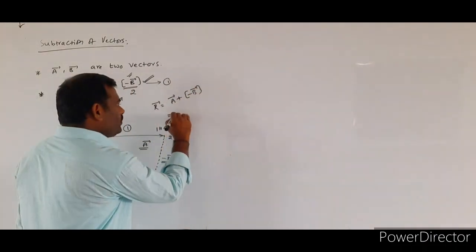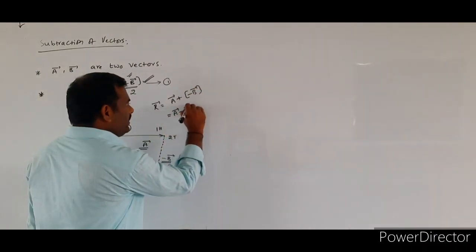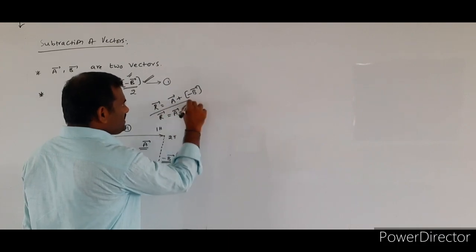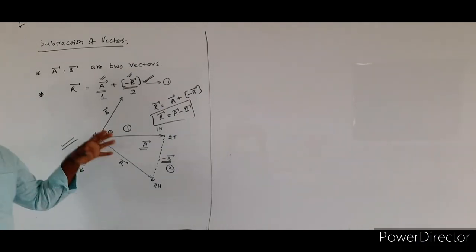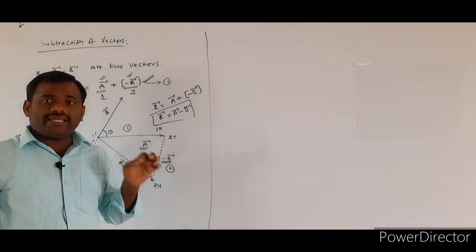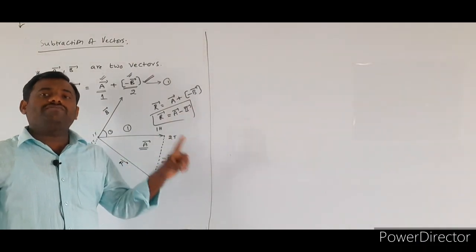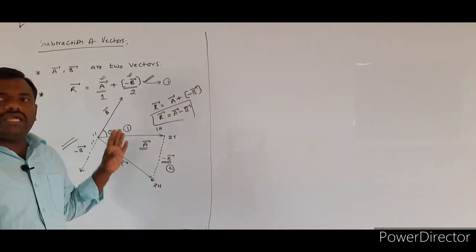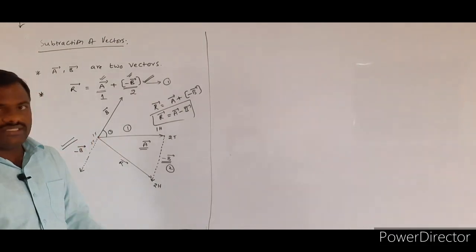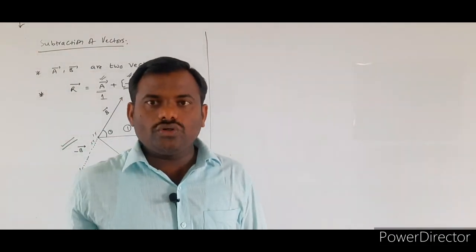Which is equal to what? A bar minus B bar. So this is the process of representation of the subtraction of any two vector quantities. This is about subtraction of two vectors.